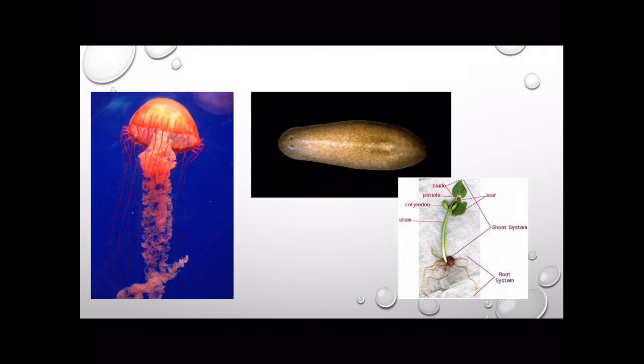Also, plants all have organs, all the different parts of the plant that you see there. The stem, the leaf, the roots. Those are all different organs of different organisms.